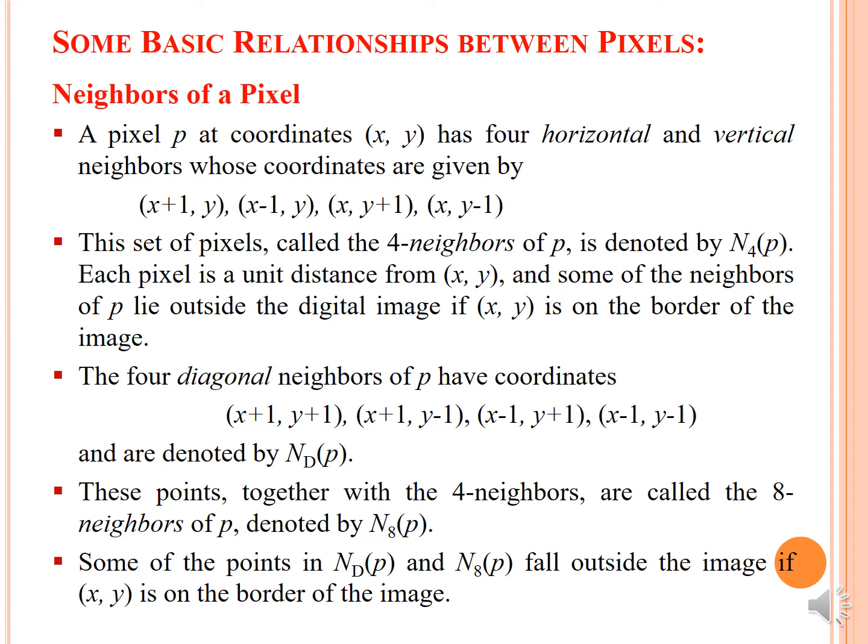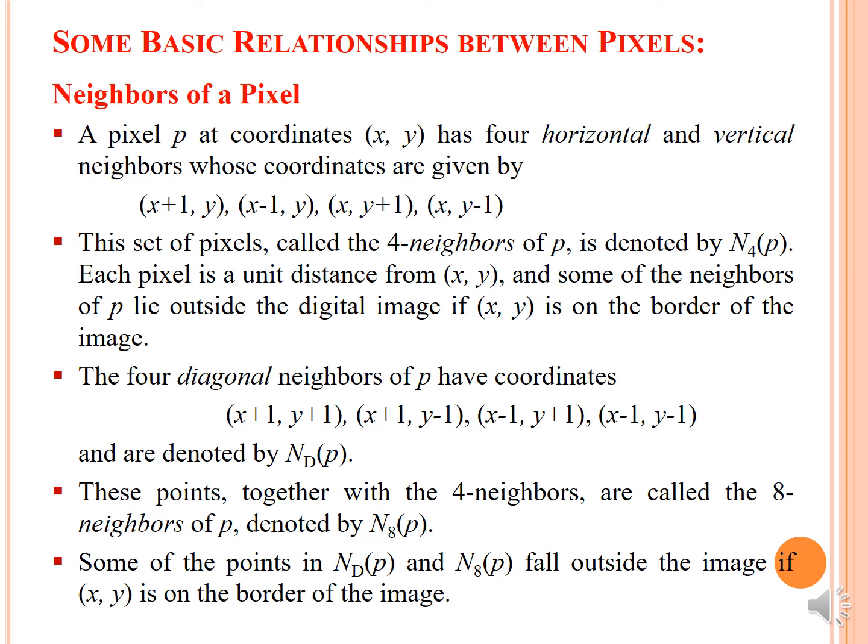Now we will see some basic relationship between pixels. First, neighbors of a pixel. A pixel P at coordinates (x, y) has four horizontal and vertical neighbors whose coordinates are given by (x+1, y), (x-1, y), (x, y+1), (x, y-1). This set of pixels, called the four neighbors of pixel P, is denoted by N4(P).